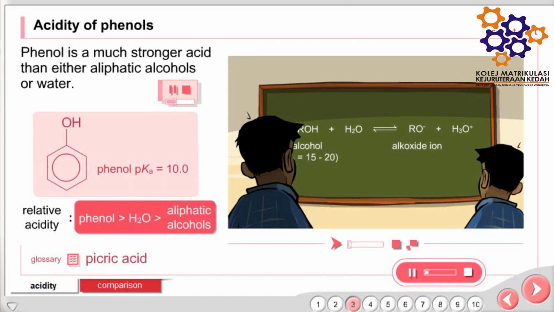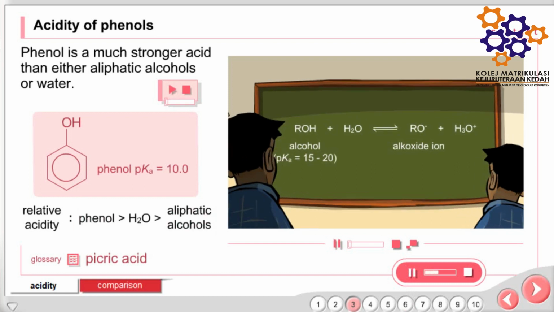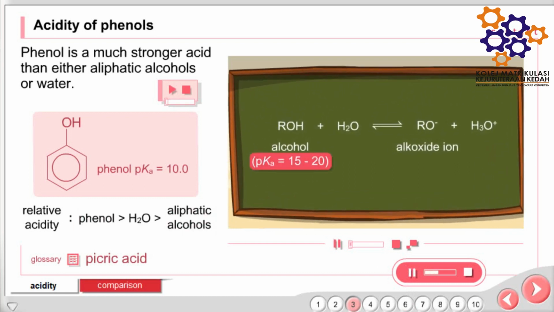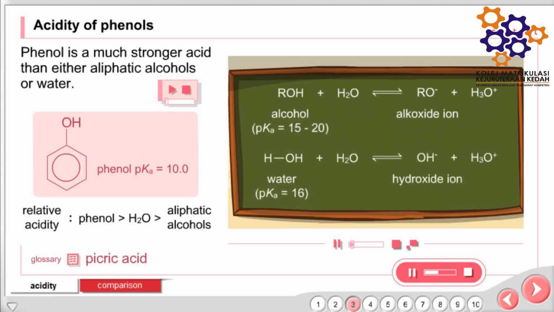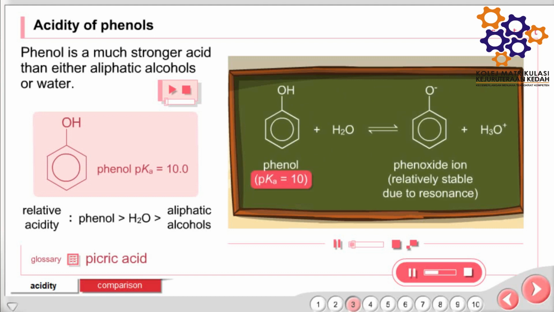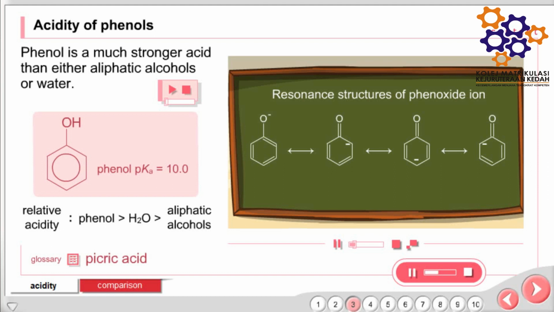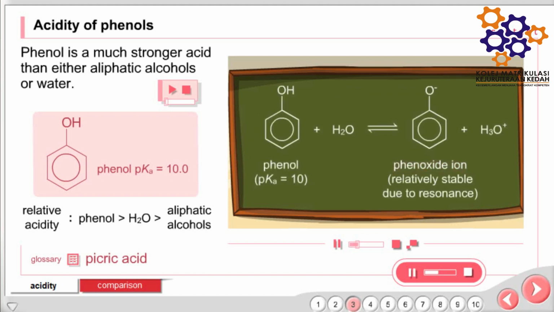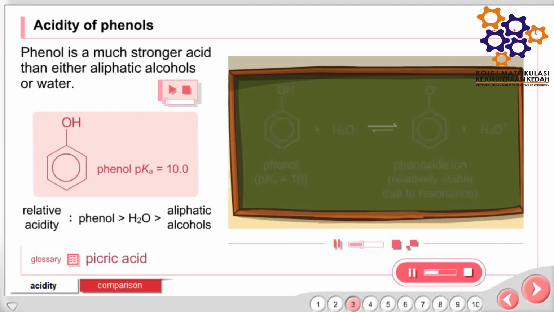Phenol is a much stronger acid than either aliphatic alcohols or water. While the pKa values of most alcohols fall in the range 15 to 20, and for water it is 16, pKa for phenol is around 10. Phenols are more acidic than alcohols because the phenoxide anion is resonance stabilized. Since the phenoxide ion is relatively more stable than the undissociated phenol, the equilibrium for the ionization of phenol is shifted to the right relative to the ionization of aliphatic alcohols.